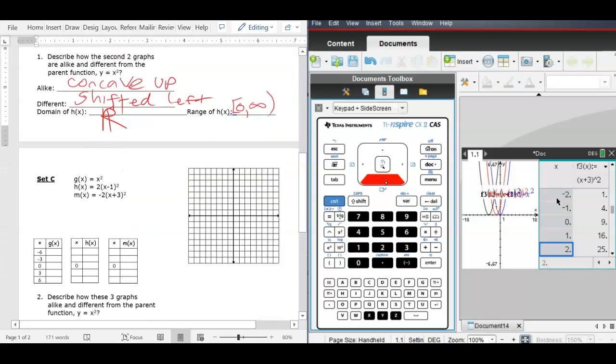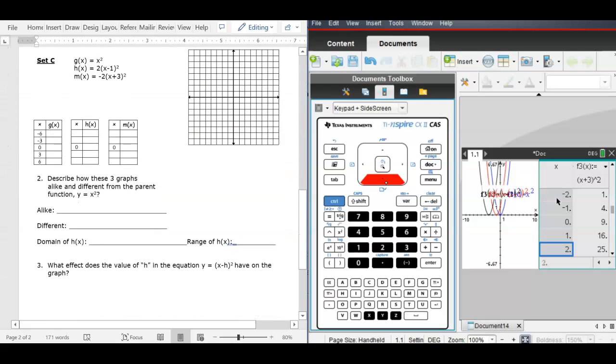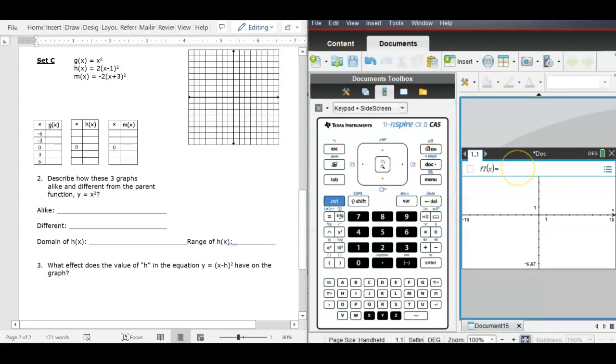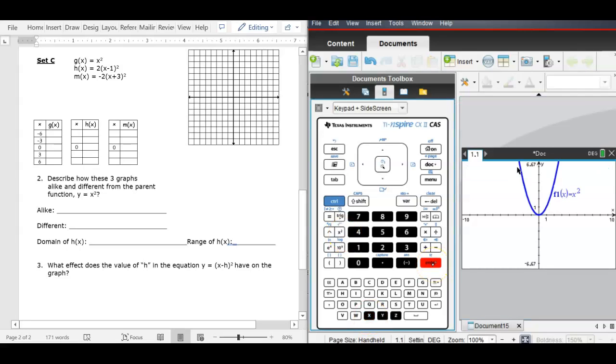All right. Set C. Okay, we're going to plot these again. So a new graph. All right, so we know x squared looks like this. Negative 2, 4, negative 1, 1, 0, 0, 1, 1, 2, 4.